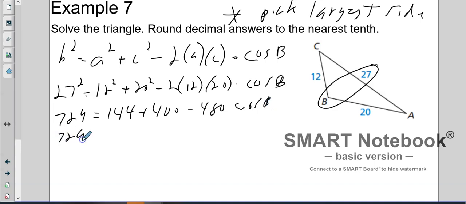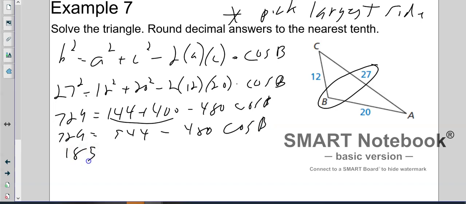So what I have is 729 equals, I combine these terms, 544 minus 480 cosine of B. So I'm going to subtract 729 minus 544 and get 185. So I get 185 equals 480 times cosine of B.